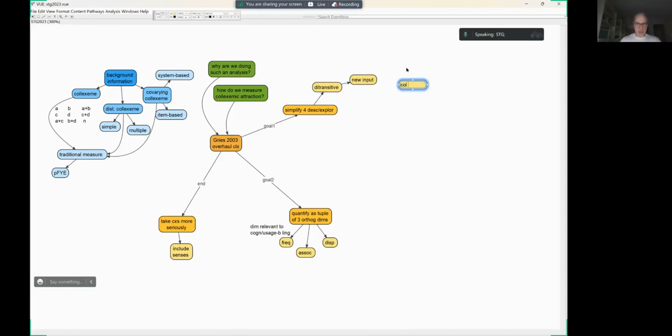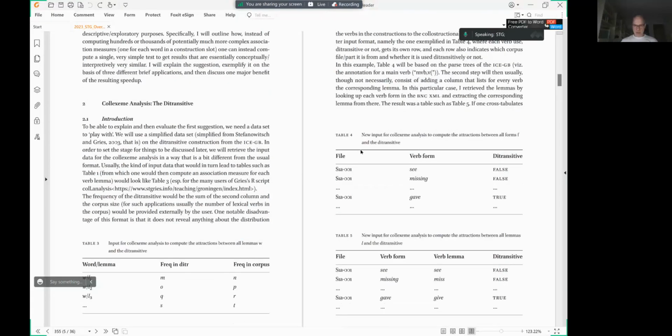And the new input has column 1, which is the file, column 2, which is the verb form, which could be the lemma, but doesn't have to be. And then column 3 or 4, depending on whether we have a third column, is whether something is a ditransitive or not. Okay, so that's the new input format. That spreadsheet needs to look like this. Right, so this is the 3-column input format. This is the 4-column input format.